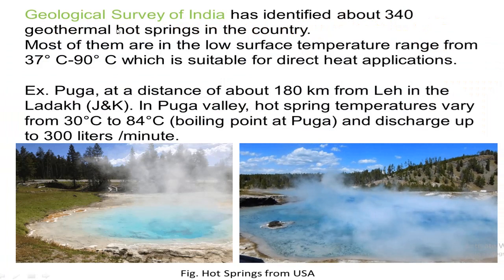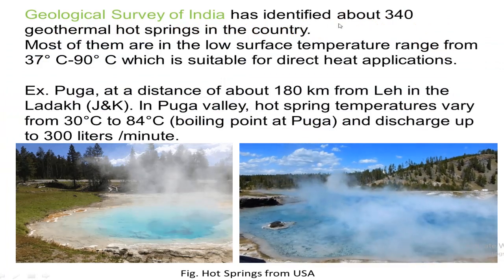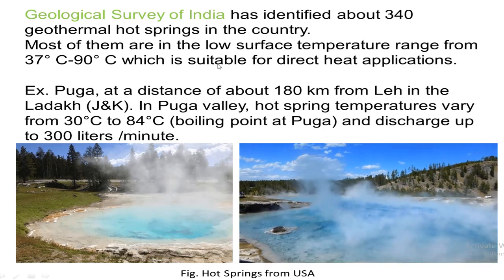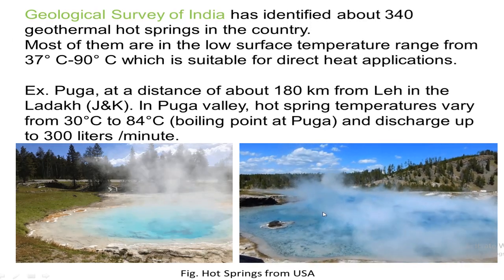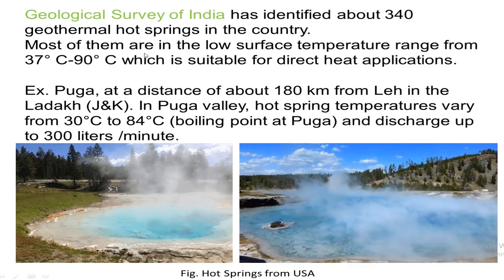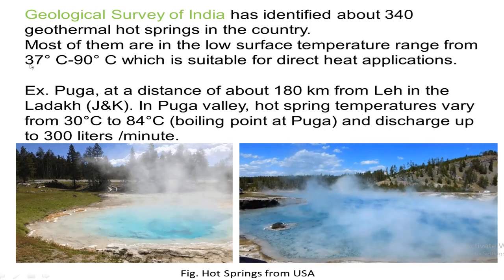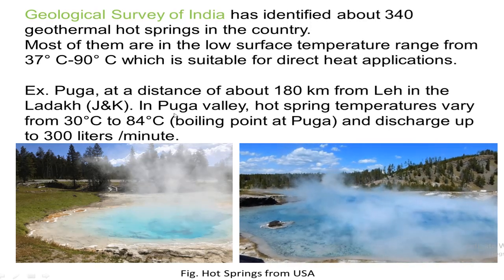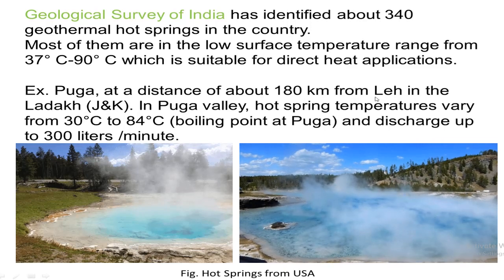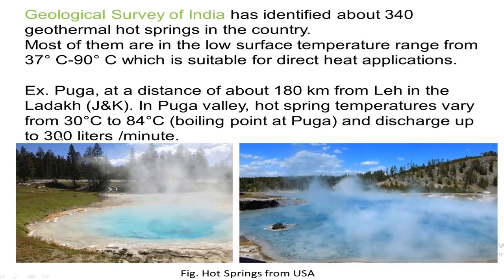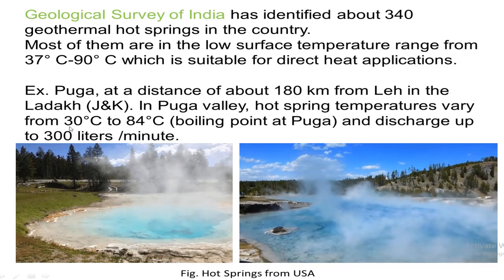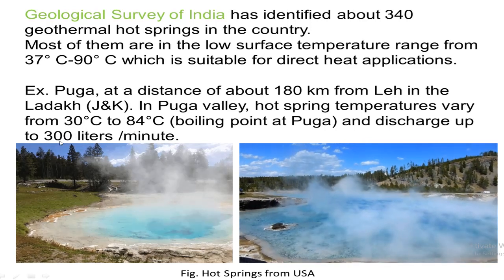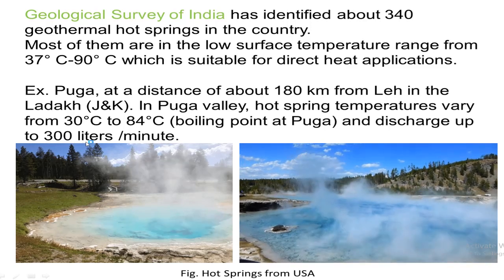According to the Geological Survey of India, India has about 340 geothermal hot springs in the country. You can see here the animations from the USA, how the hot springs are there. Most of the hot springs have a temperature of 37 to 90 degrees centigrade. For example, Puga, at a distance of 180 km from Leh Ladakh in Jammu and Kashmir, where the hot spring temperature varies from 30 degrees to 84 degrees centigrade, and it discharges just 300 liters of water per minute.